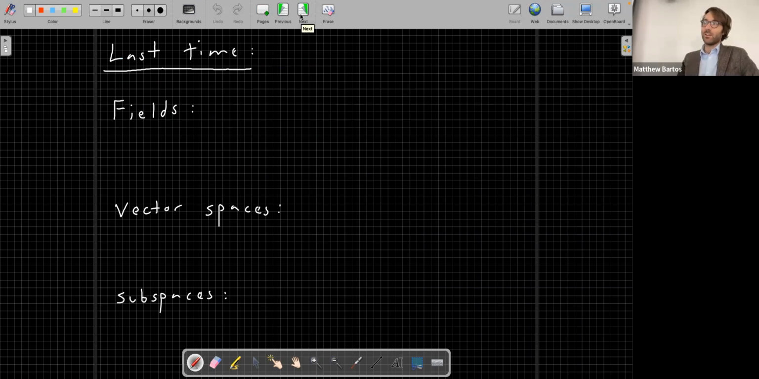So last time we started our journey into the deep and dark forests of linear algebra. We talked about a couple of abstract concepts. In particular, we wanted to initiate our discussion of vector spaces. So let's quickly recap a couple of different terms from last time. We talked about fields, vector spaces, and subspaces.